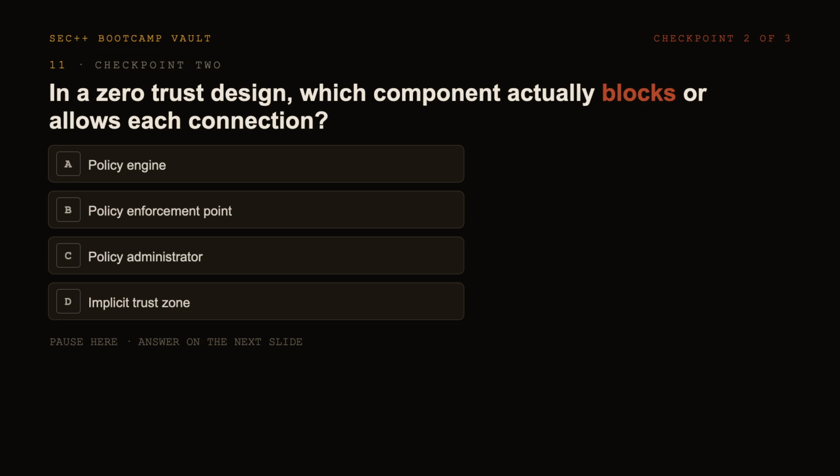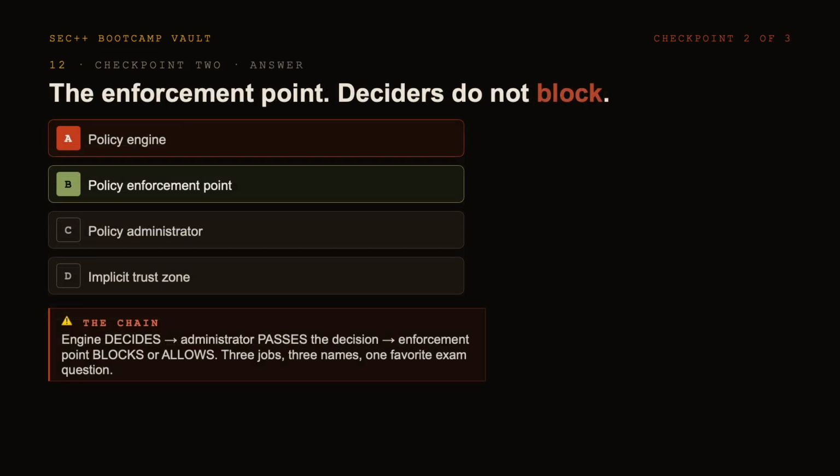Checkpoint 2. In a zero-trust design, which component actually blocks or allows each connection? A. The policy engine. B. The policy enforcement point. C. The policy administrator. D. An implicit trust zone. Remember the split. Deciding is one job. Enforcing is another. Pause now.